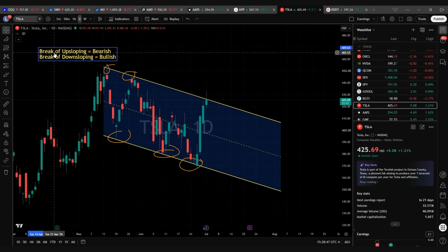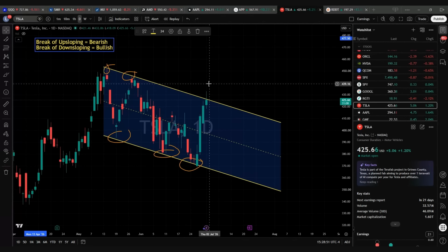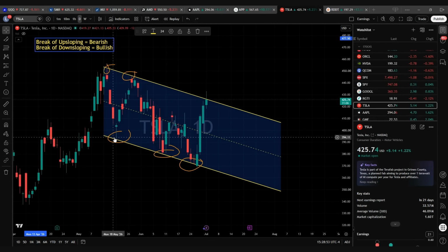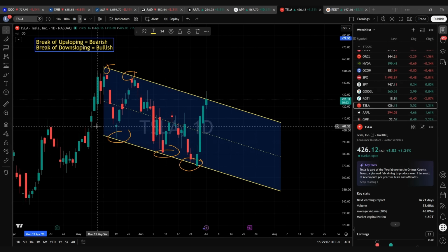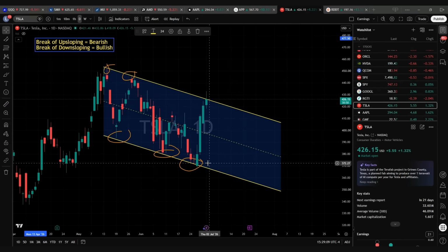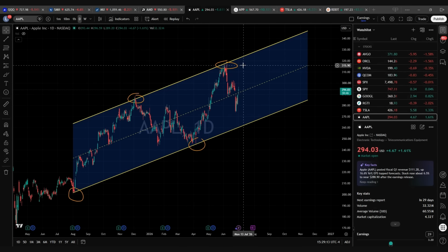Because this break of this downsloping is bullish, you could also enter each time that it comes back and hits the bottom of this parallel if it's downsloping. Remember, if it's downsloping, we generally are looking for a place to go long. So you can go long at the lower end of a downsloping trend line, and you can go short at the upper end of an upsloping trend line.